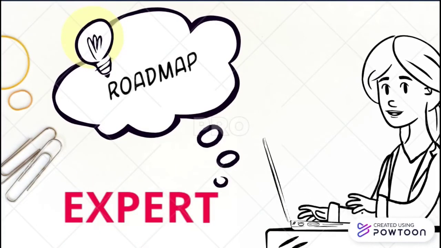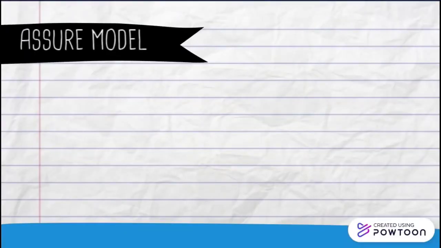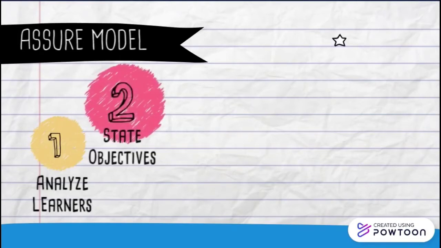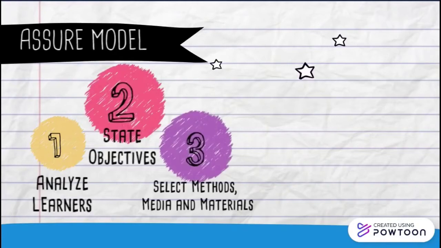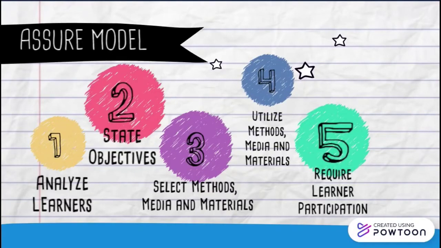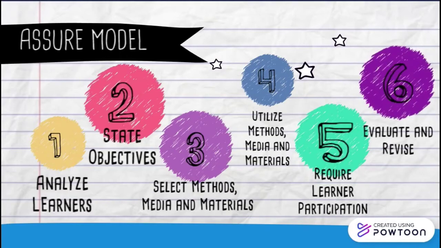The Assure model has 6 steps, each represented by a letter in the acronym title, with each step describing a set of tasks central to the informed selection and use of educational technology. The Assure acronym stands for these important components. First is analyze learners. Second is state objectives. Third is select methods, media, and materials. Fourth is utilize methods, media, and materials. Fifth is require learner participation, and last is evaluate and revise.